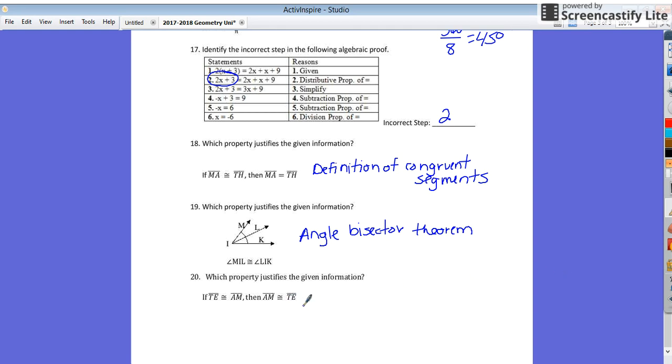And number 20, which property justifies the given information? If TE is congruent to AM, then AM is congruent to TE. That's going to be our symmetric property of equality.